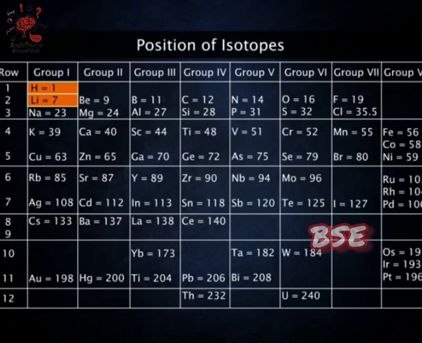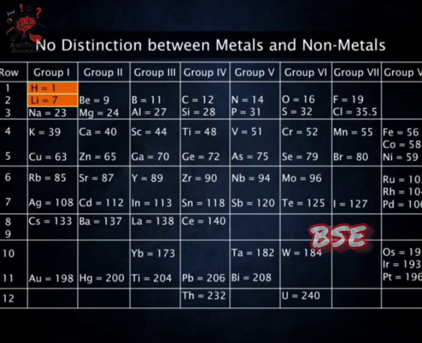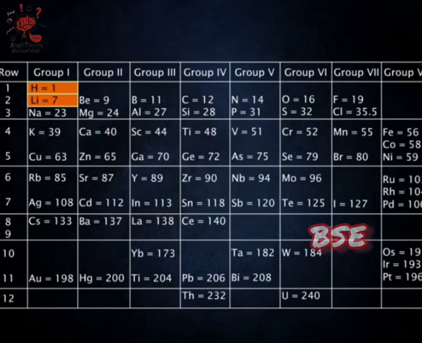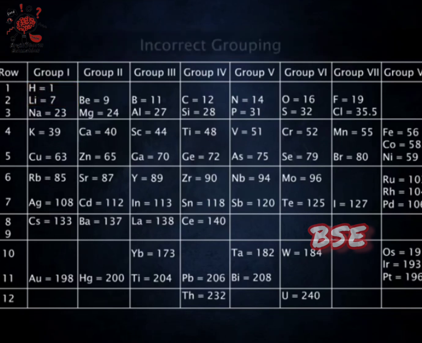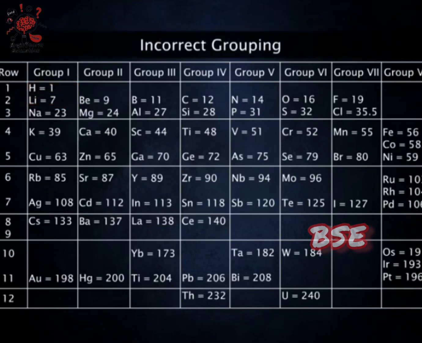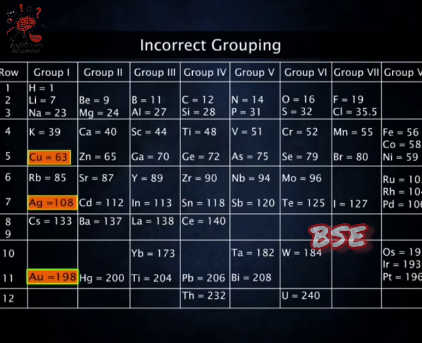Since Mendeleev's periodic table depends on atomic weight, isotopes should have been included. But Mendeleev did not include the isotopes in the periodic table. There was no distinction between metals and non-metals. Mendeleev did not include noble gases, since they had not been discovered in his time. Alkali metal and coinage metals, copper, silver, and gold, which differ widely in properties, are placed into the same group.